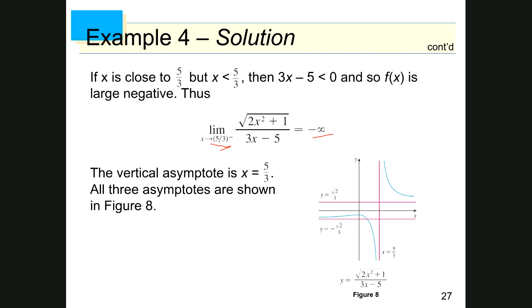Already we know that the root function is always positive, so this top piece here that you see will always be positive, but the bottom piece is what is going to be changing sign. When x is smaller than 5 over 3, the bottom piece will be negative. You end up with plus over minus is minus, so you get minus infinity. And graphically, this is just what you get, right?